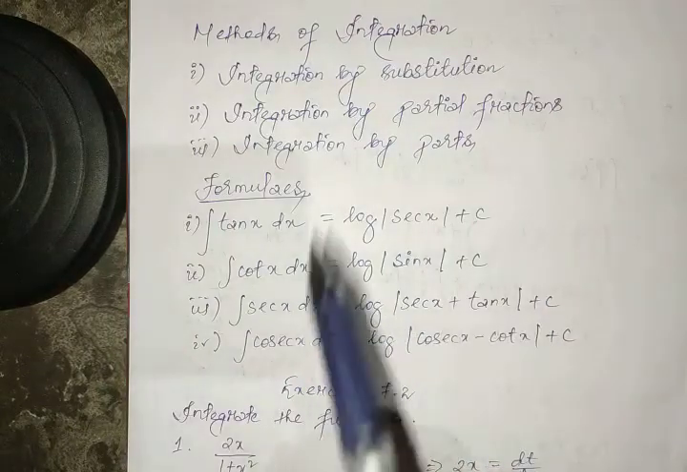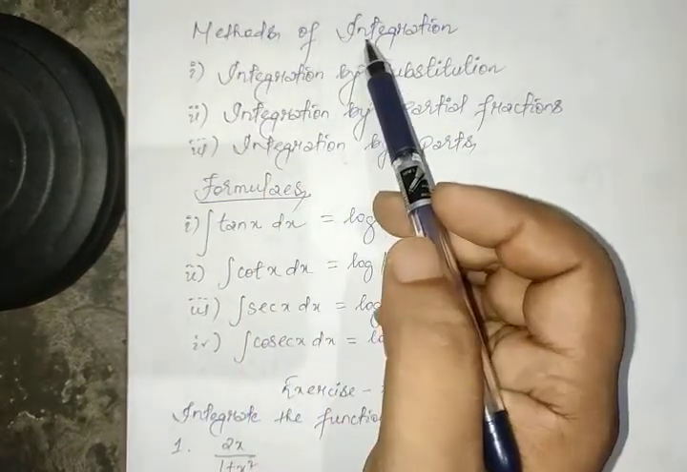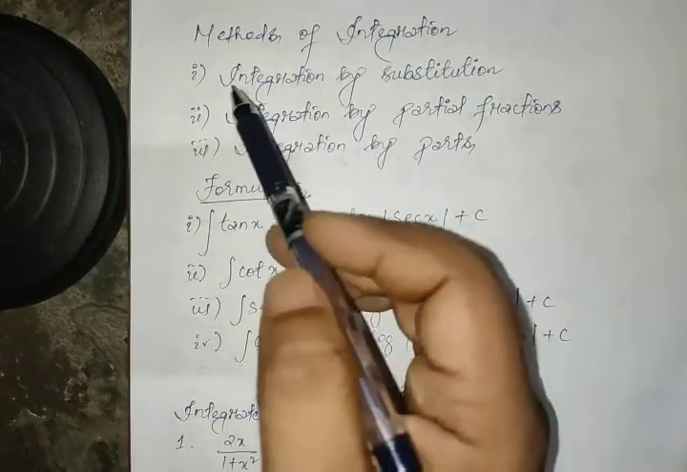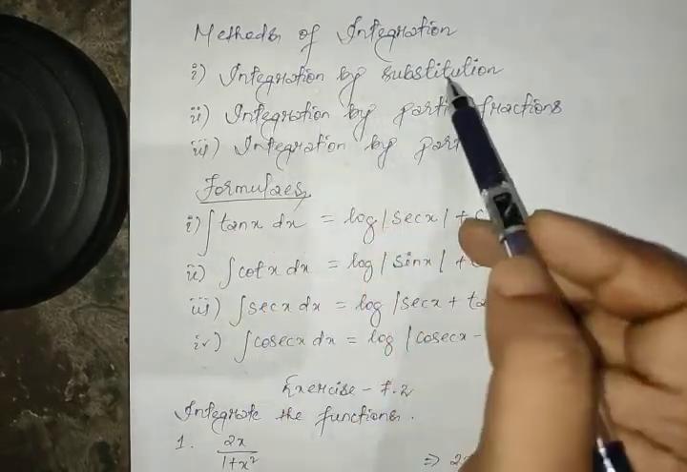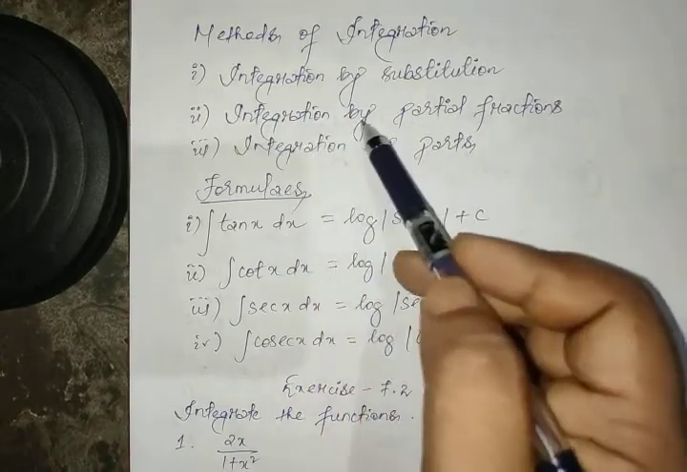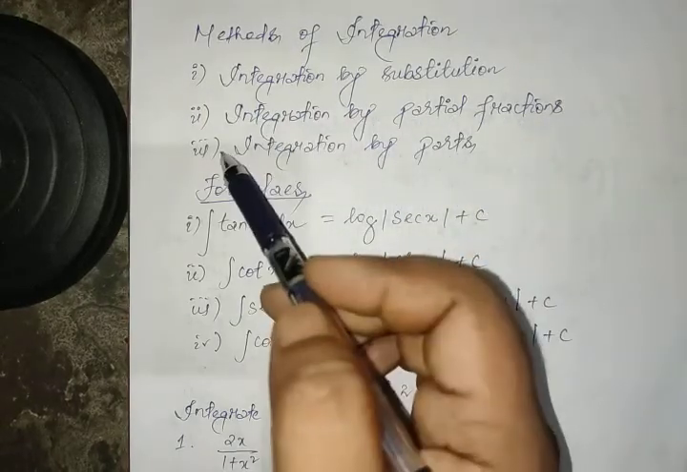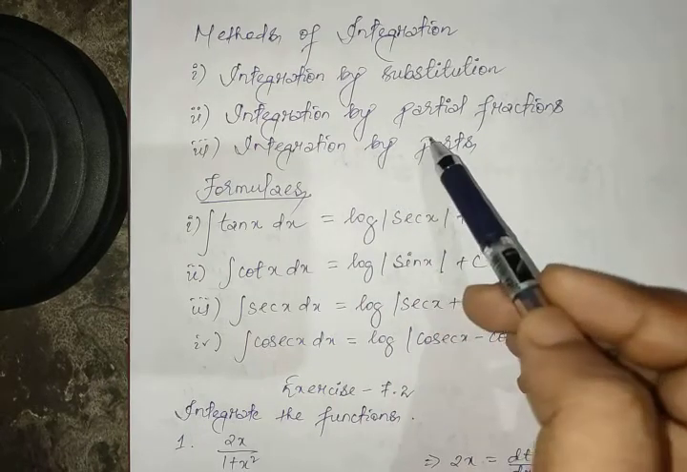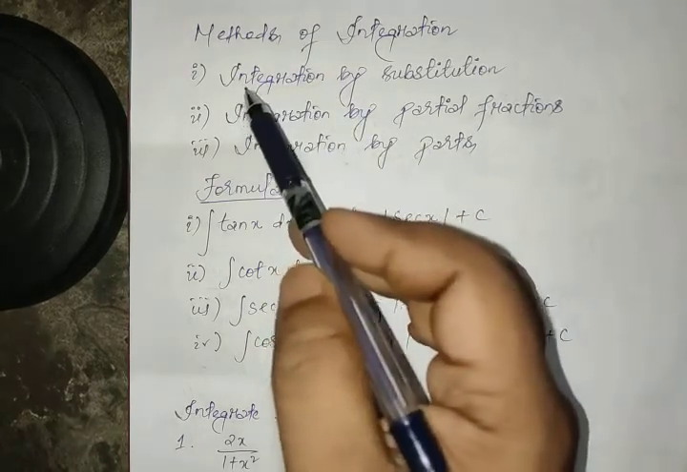Students, today we'll learn about methods of integration. So there are three methods of integration. First one is integration by substitution, second one is integration by partial fractions, and the third one is integration by parts. So for exercise 7.2 we'll study about this method.